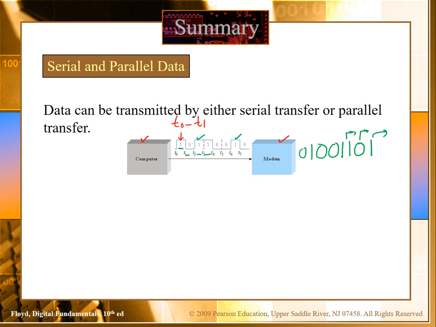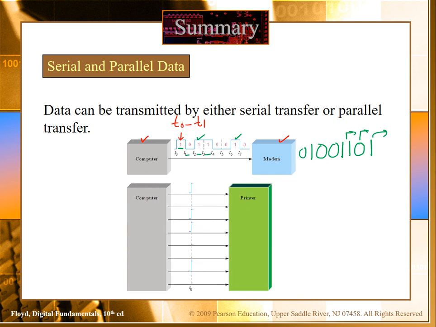The other one is the parallel. So in the parallel, what is actually happening? You are transmitting all your data at once, in parallel. For example, a computer communicating with a printer. Always the computer communicates with the printer in parallel form. So this is the parallel transmission example.